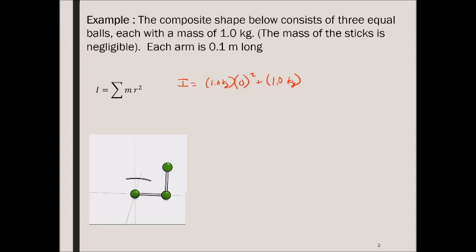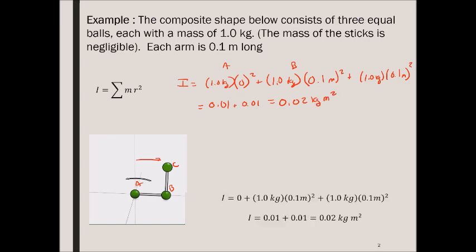And now we want to look at, so we're going to call this ball A, ball B. So this is A, B, and it's 0.1 meters from the axis of rotation. And then ball C is also 0.1, so 1 kilogram times 0.1 meters from the axis of rotation squared. So I get 0.01 plus 0.01 gives me a total moment of inertia of 0.02 kilogram meters squared.